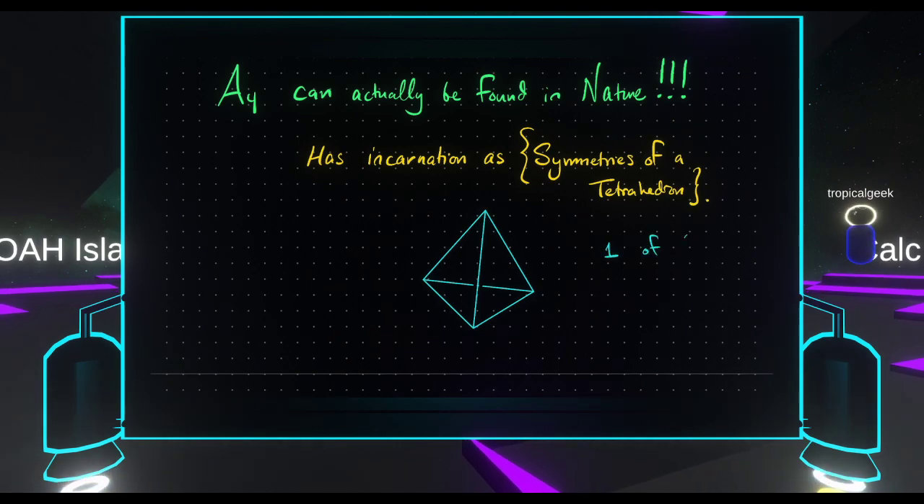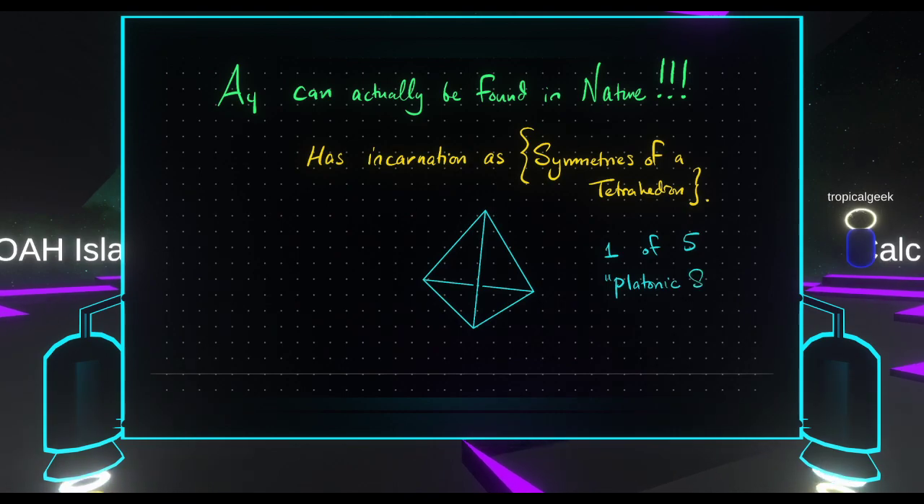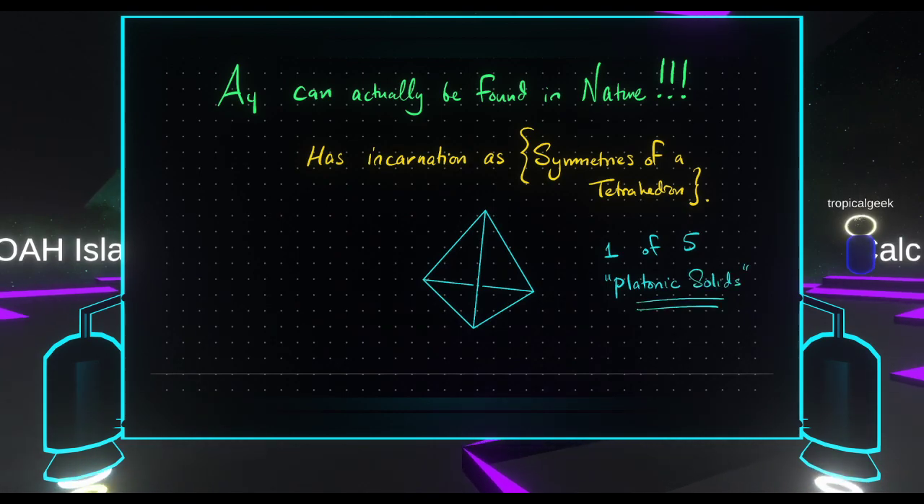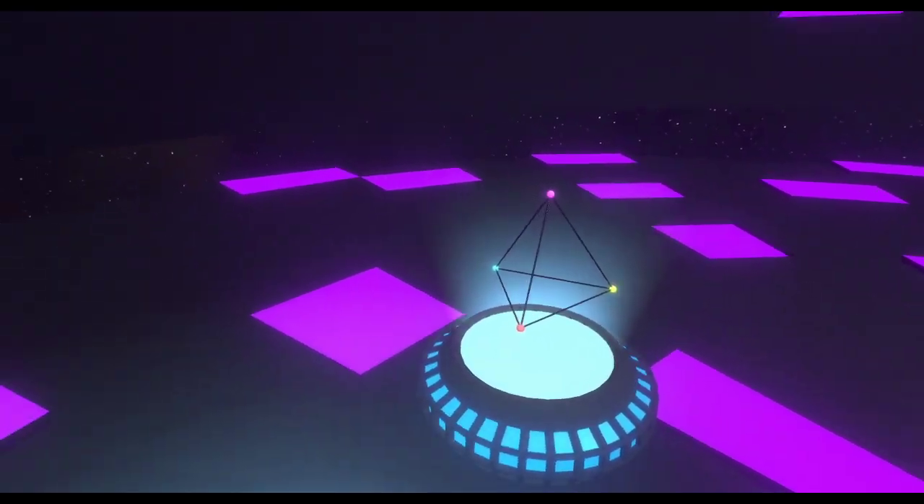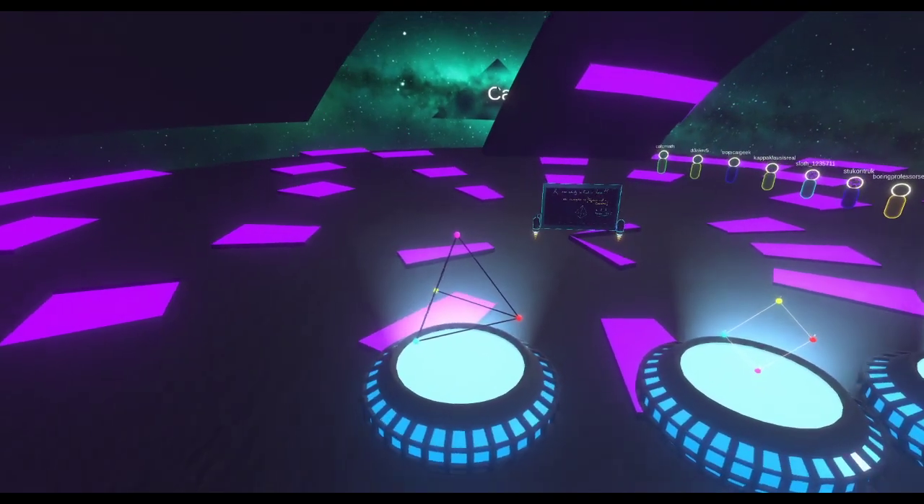One of 5 Platonic solids. Tetrahedron. We will eventually go study all 5 of them. What a treat. And they will be available right here in this safe place of mathematics. Okay, so here we go.